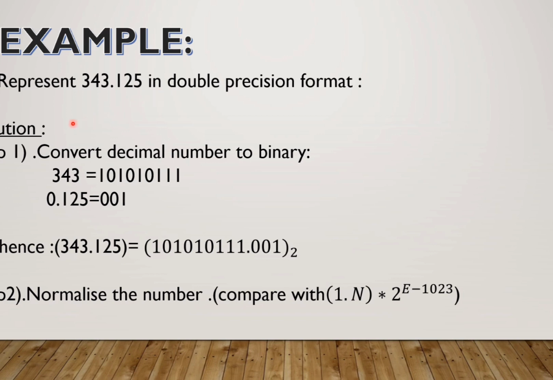So for converting, step 1 is to convert the decimal number to binary. Convert the part to the left of the decimal point and the part to the right of the decimal point separately. We know how to convert 343 into binary, it will be 101010111. But if you don't know how to convert a fractional number into binary, I will show you. Just take multiply.